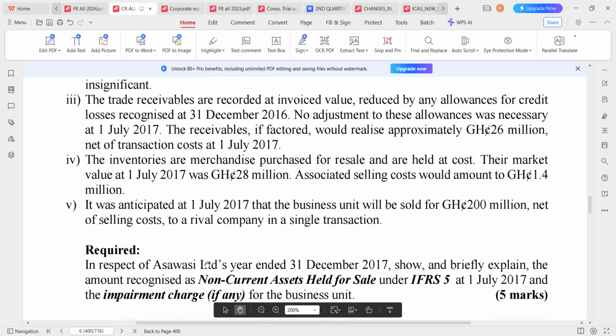In respect of Asawasa Limited, year end 31st December 2017, show, they say show, and briefly explain. Write story for us. I beg you. Explain means write story. Write story. So if you can only calculate, you can't write story for us. Write story. You say explain.